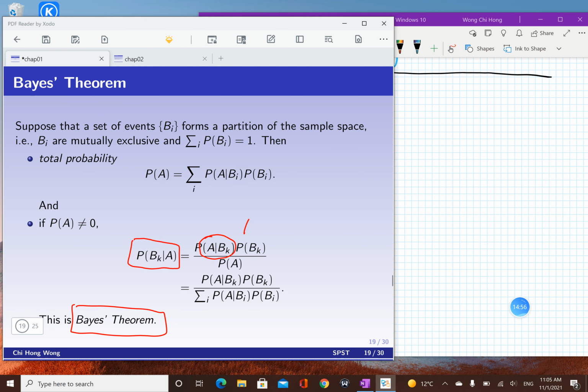probability. The probability of B_k given A is simply given by the probability of B_k intersect A divided by the probability of A. And the top line can be written as the probability of A given B_k times the probability of B_k. But the bottom line is your total probability here. Very important theorem here connecting these two conditional probabilities.